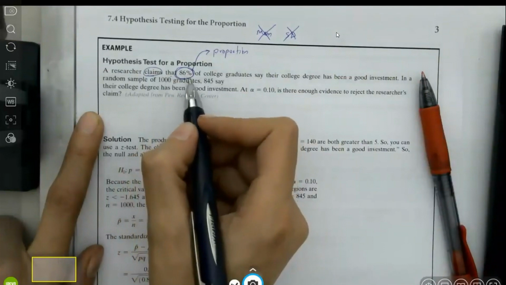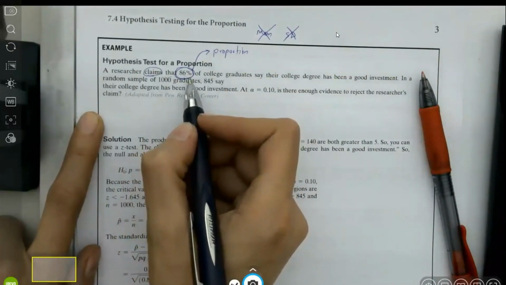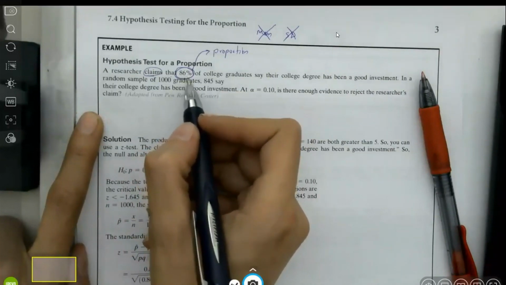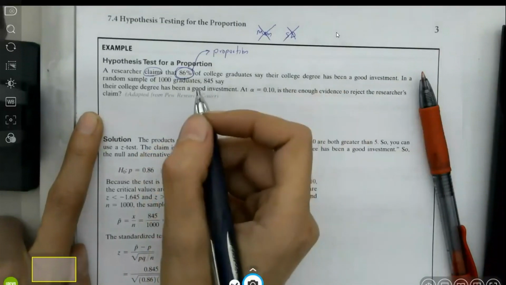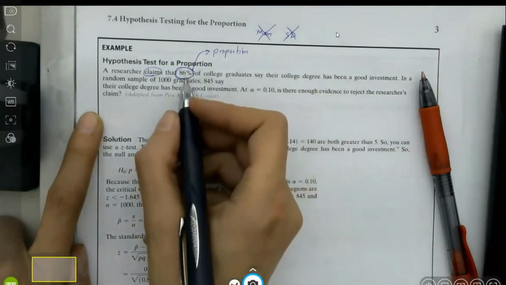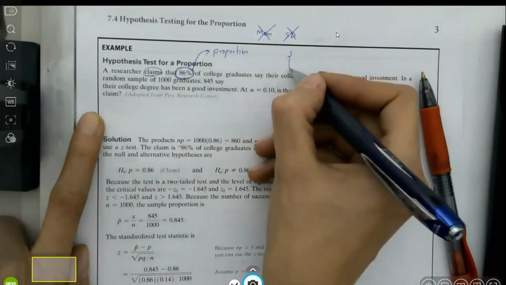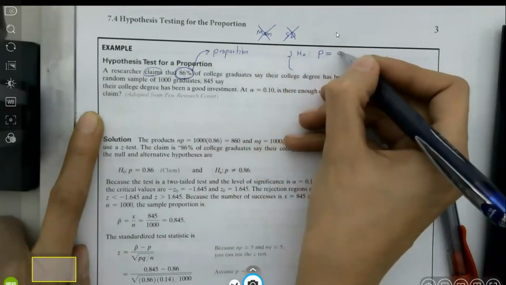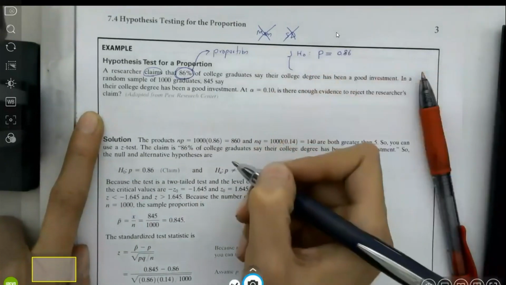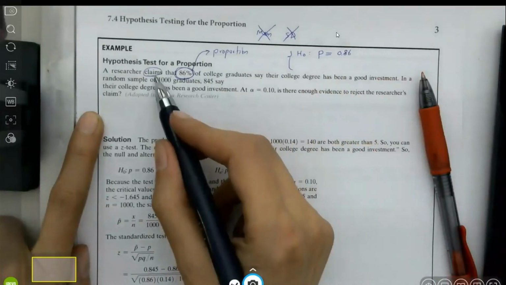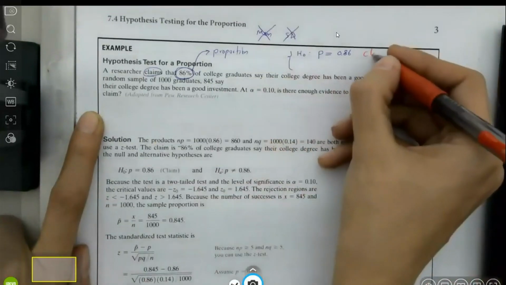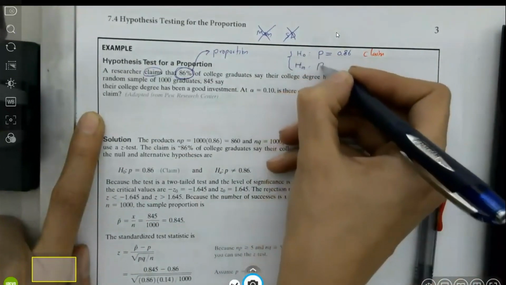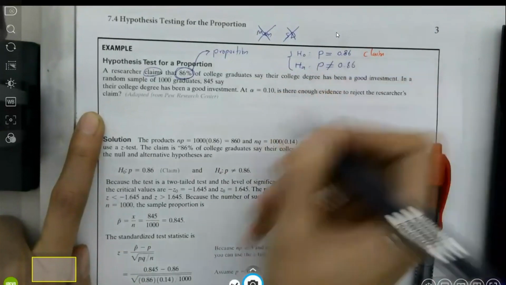Do you see any less than, greater than? Exactly 86% say something. Exactly. It means that our null hypothesis is given. The proportion is exactly 86%. So our claim and our null hypothesis are the same. Alternative hypothesis says, hey, it's not exactly 86%.